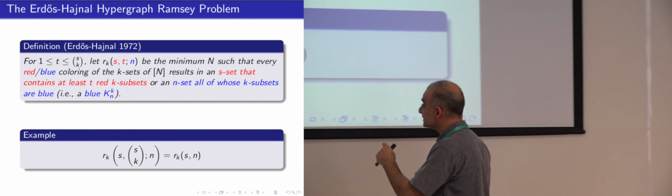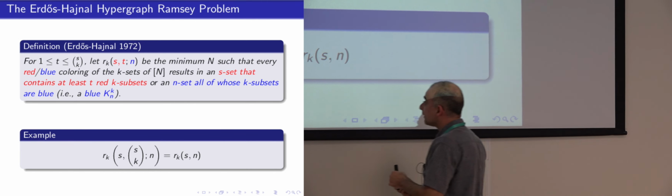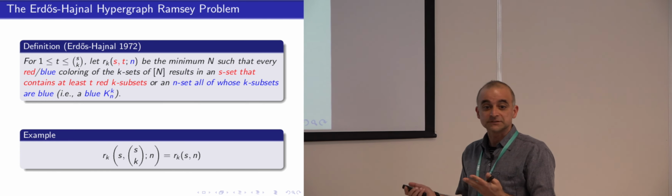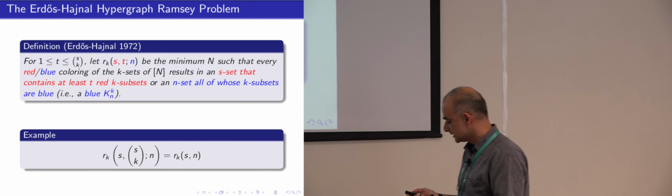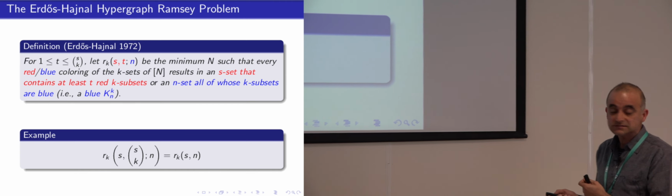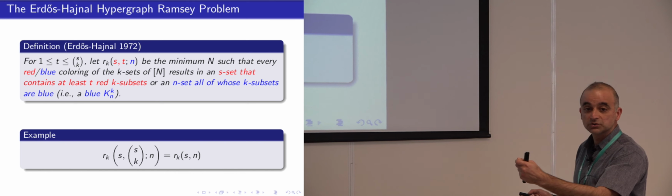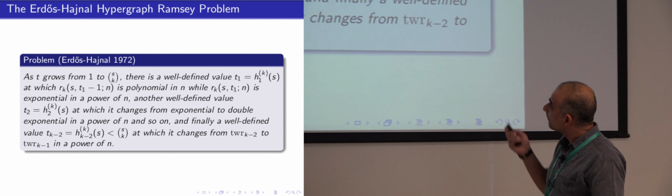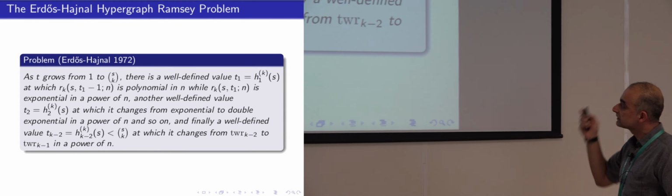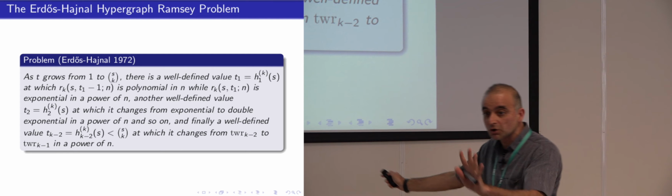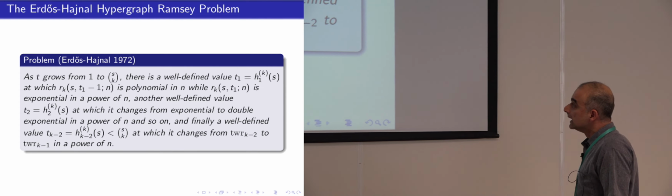On the other hand, when t is equal to S choose k, of course we are asking for a red clique, and the Ramsey number is the Ramsey number, right? It's the classical Ramsey number. So the question that begs to be asked at this point is, what happens as t grows from 1 to S choose k? The main problem in this paper had many interesting things, but they all surrounded this main question, which includes all of the classical Ramsey questions.